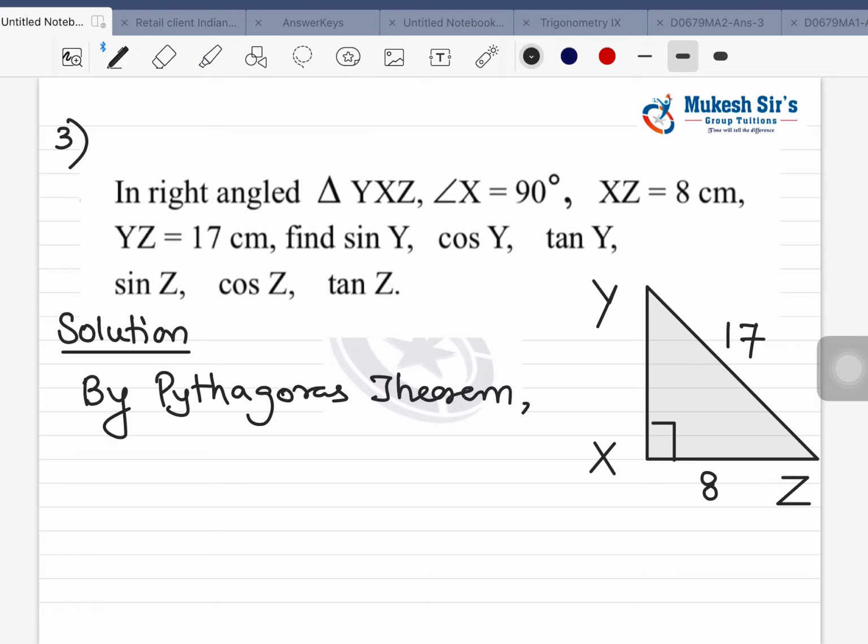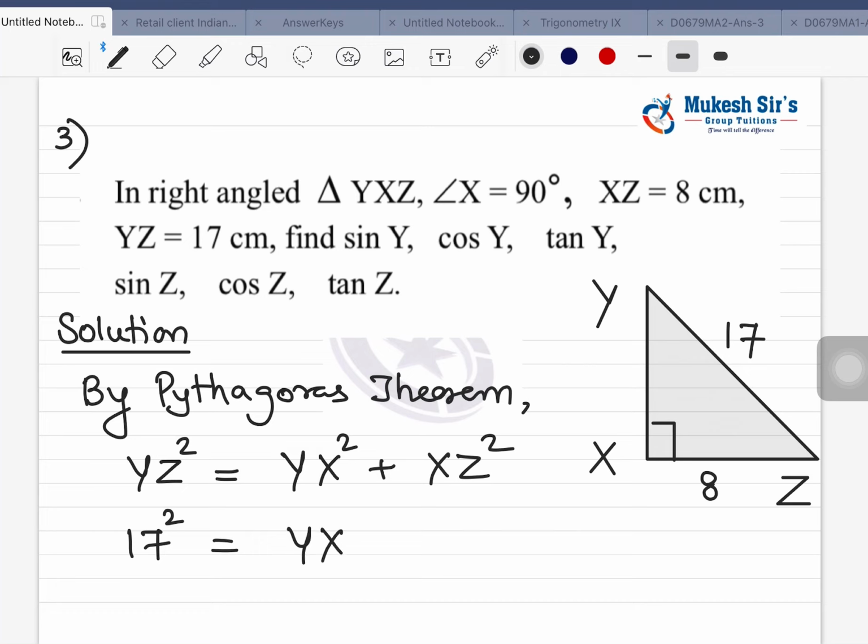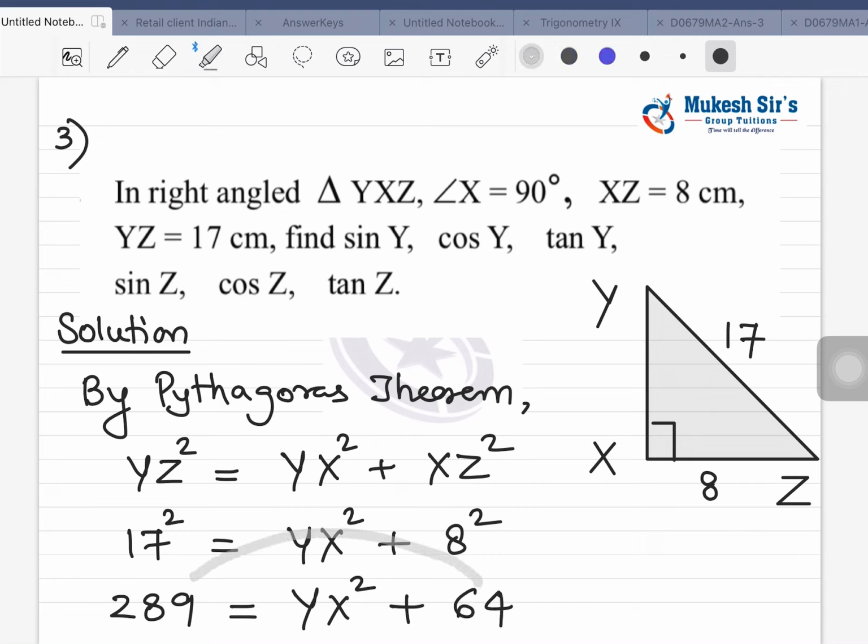So in this triangle, if you use Pythagoras theorem, you get hypotenuse square is equal to YX square, side 1 square plus side 2 square. Right? Put the values. YZ is 17. So 17 square is equal to YX square plus 8 square. Put the value. 17 square is 289 equal to YX square plus 8 square. 8 into 8 is 64. Take that 64 to the other side. This 64 is plus there, so when it goes to the other side it becomes minus, right? So shift that 64 to the other side and it becomes minus.